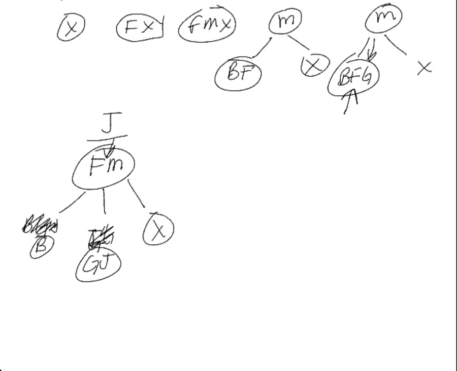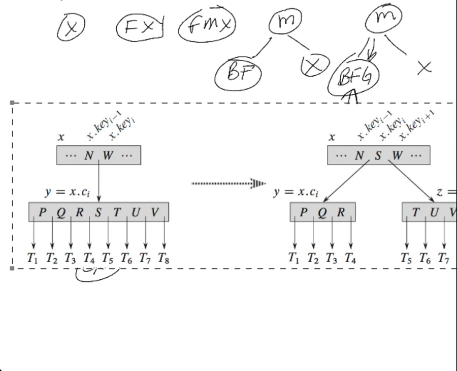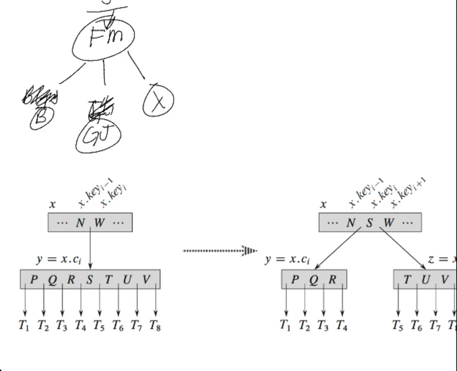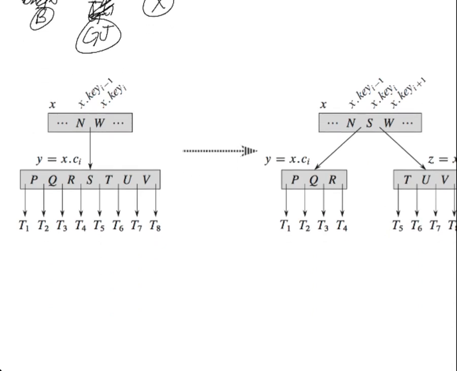So what's the actual algorithm? Let's show it. Let me bring it up here. Let's see, page 494. Well, here's another example, another graphical example. You can see that we need to split this node, so we take S and we're going to promote it up into here. And then we take everything less than S, bring it into that child there, everything greater than S into that child there.